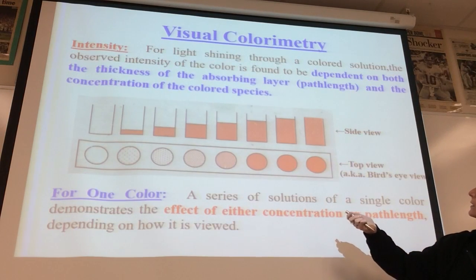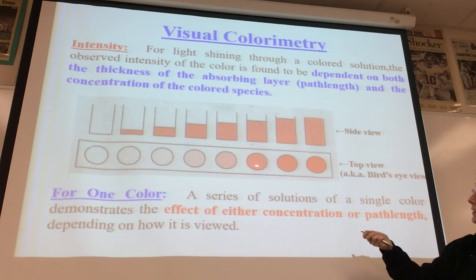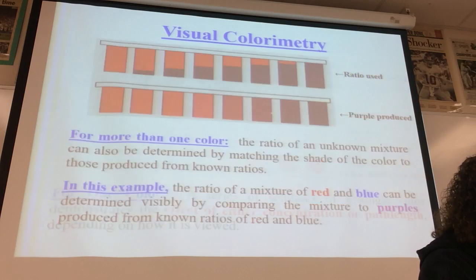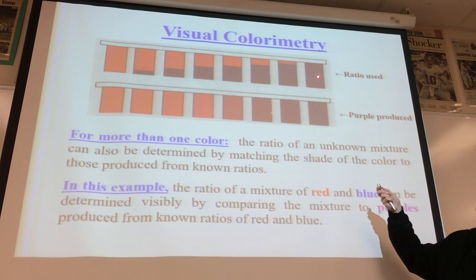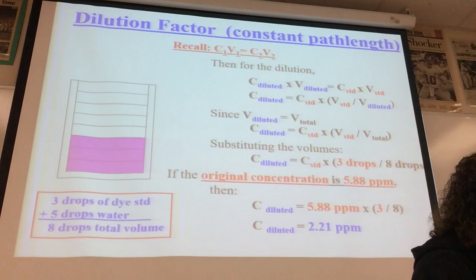If you were to look at solutions showing increasing color, you can see it more clearly here. This solution would be more concentrated than this, but in colorimetry you can only make a comparison. You can't pinpoint a concentration. You can just say what is more concentrated than the other. And you can also see here between red and blue in terms of their ratios, and here you can see that you get the purple color. We'll come back to that in just a sec.